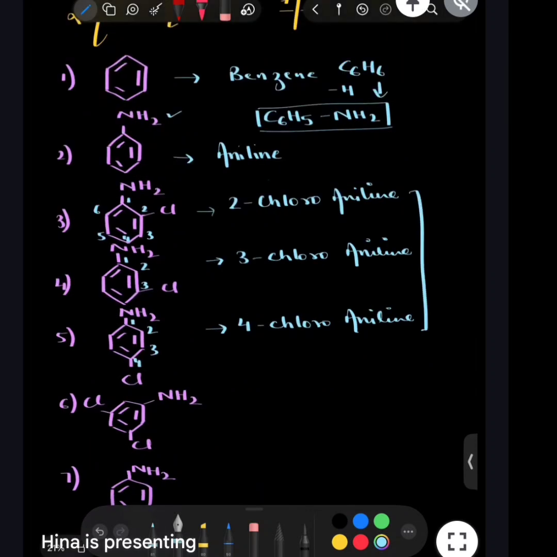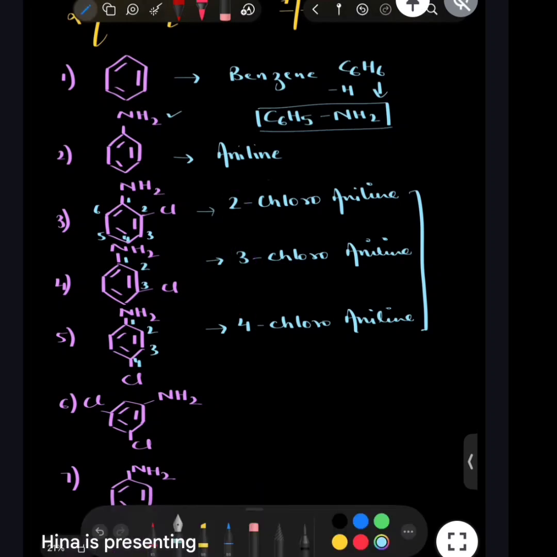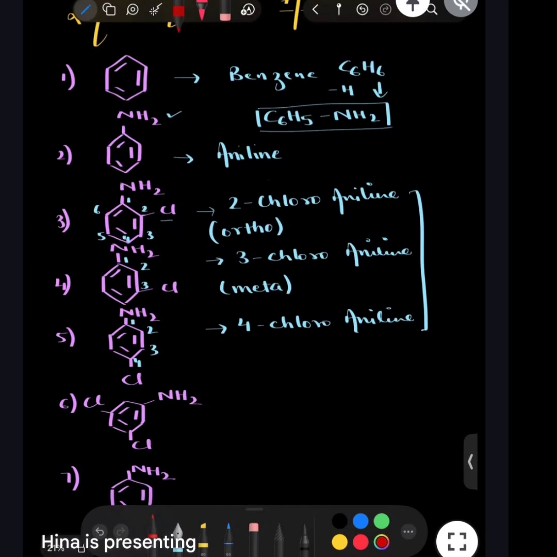You can observe that the chlorine is being shifted, from the second, then third, then fourth. If the halogen is present adjacent, we term it as ortho. So this is the ortho position. If you get to see the halogen group is present, leaving one position in between, it is the meta position for the halogen. And the next one you can see the chlorine is present just in front of the amino group, so we term it as para.